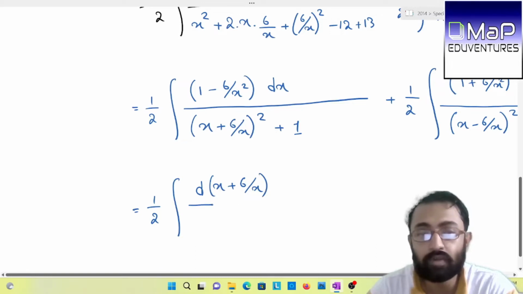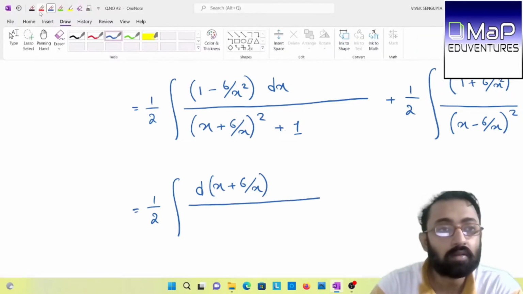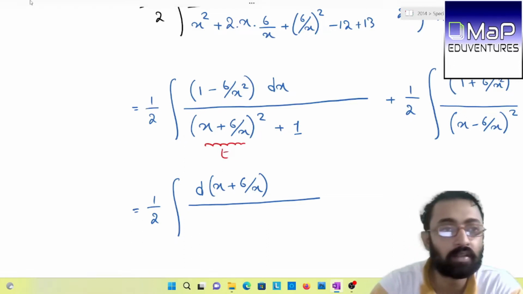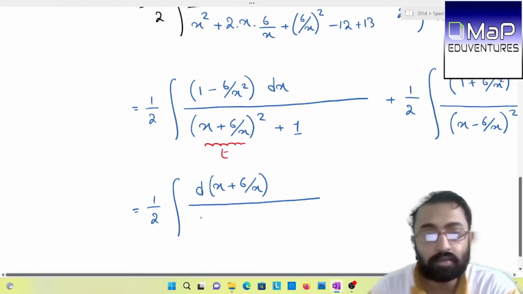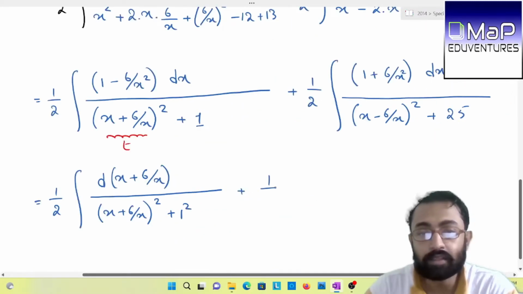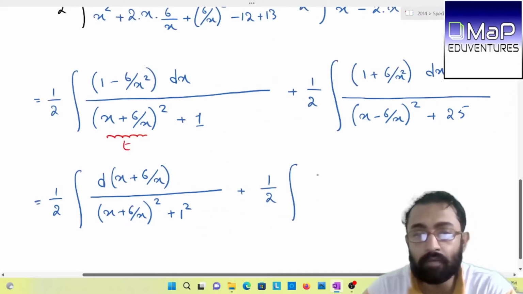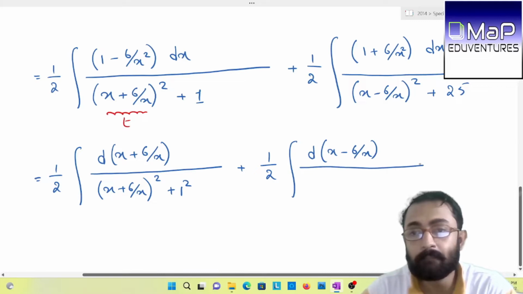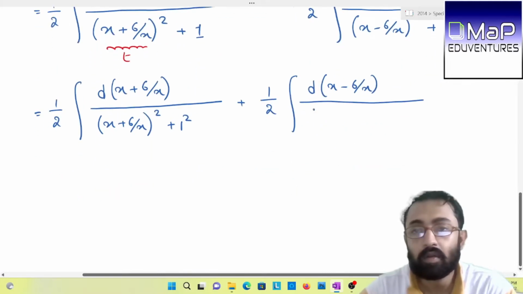That is, we have actually taken x + 6/x as t. That means we have substituted this. Alright, so you will have here (x + 6/x) whole squared plus 1 squared. In the second integration, we will have half of d of (x − 6/x) divided by (x − 6/x) whole squared plus 5 squared.